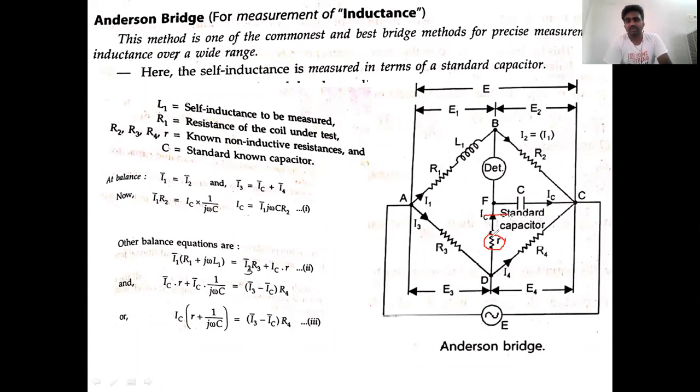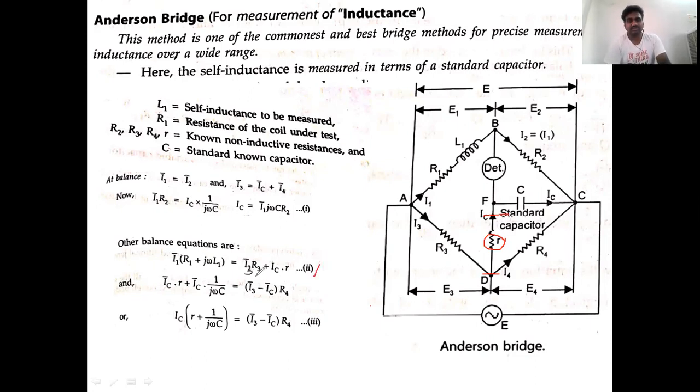So what will be the voltage drop at this particular path, from F to D? What is the voltage drop? That is current into resistance. That is the voltage drop, that is I suffix C into R. Okay, so that is the second expression.